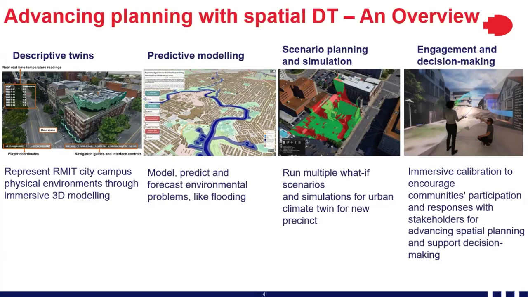To summarize how all these spatial digital twins support advanced, efficient urban planning, we conceptualize them into four categories here. So first is the digital twin pretty much used for descriptive analysis. For example, currently it's all related to different maturity levels of the digital twin. So for example, the RMIT metaverse is pretty much the 3D modeling using the 3D photo mesh tiles and linked to microclimate sensors.